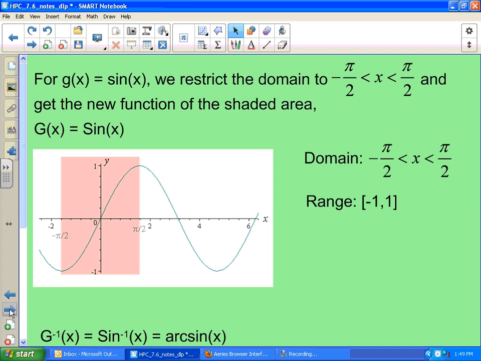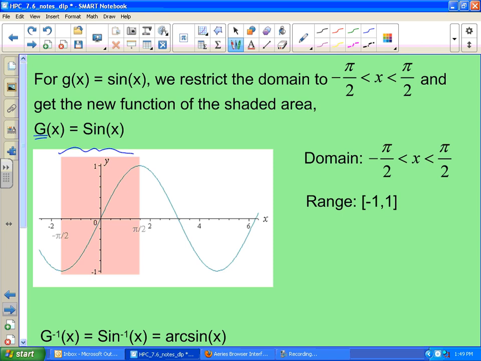Sine, little g, g of x equals sine of x without a restriction. We know it just keeps going on, domain negative infinity to positive infinity, but we don't want to see that, so we restrict, and we only see this shaded area now for sine between negative pi over 2 and pi over 2. Allows us to pass the horizontal line test.